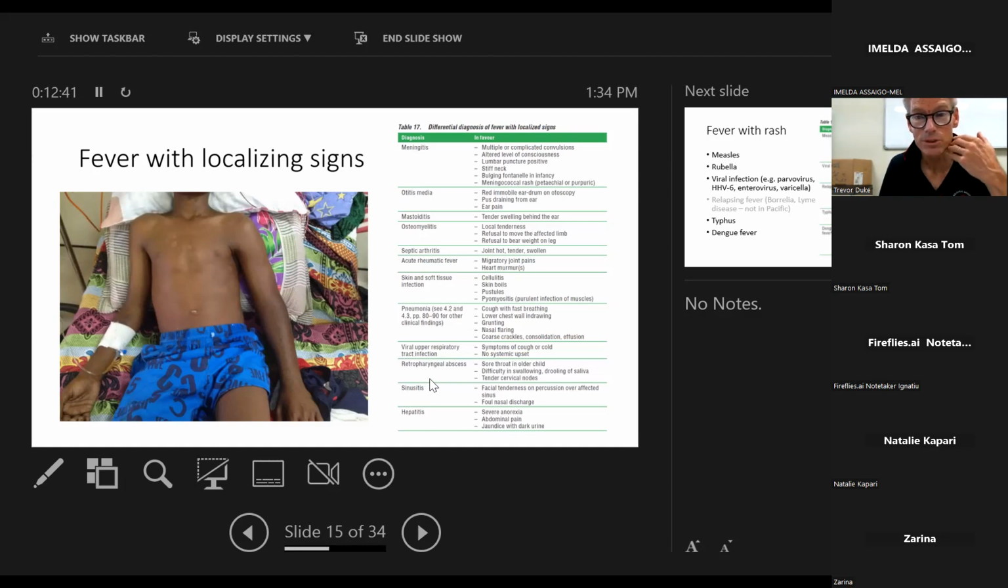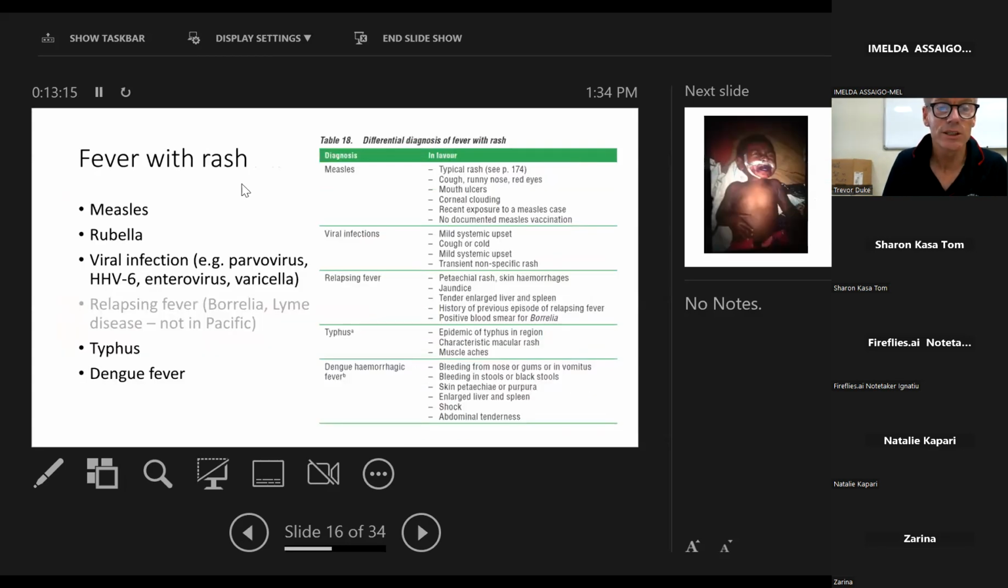A retropharyngeal abscess, they might have stridor or obstruction, right? We might be able to say there's a sore throat, etc. So hepatitis is localizing, isn't it? Because your child's jaundice, you know that the fever's coming from their liver. So I think it's useful to think about fever like that. And in the Hospital Care for Children book, there's the diagnosis, and then there's the features that are in favor, right? So you can look it up and say, well, what things are in favor of this being hepatitis or rheumatic fever?